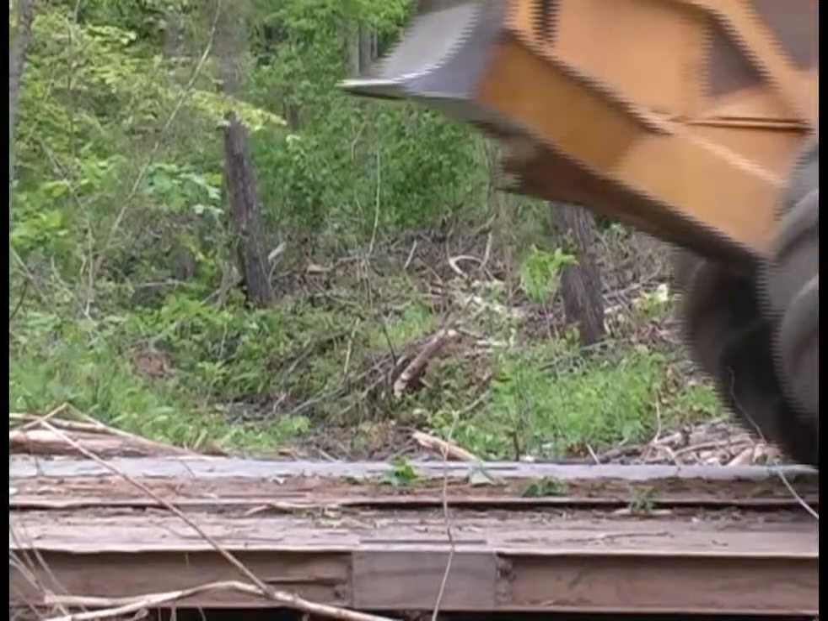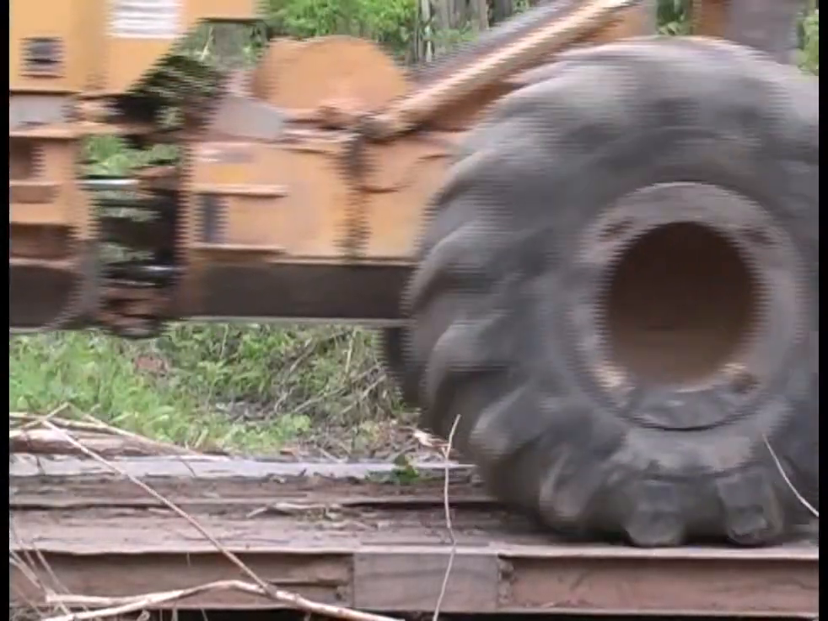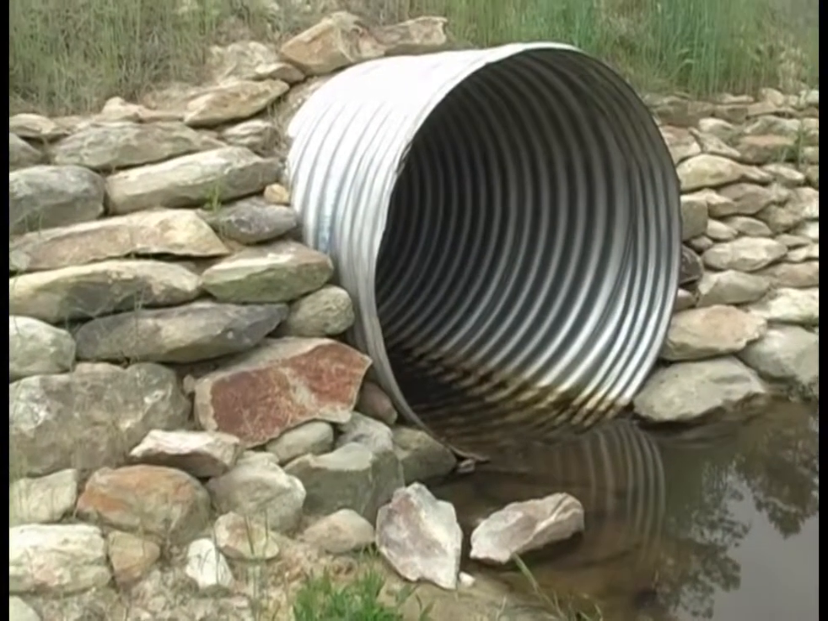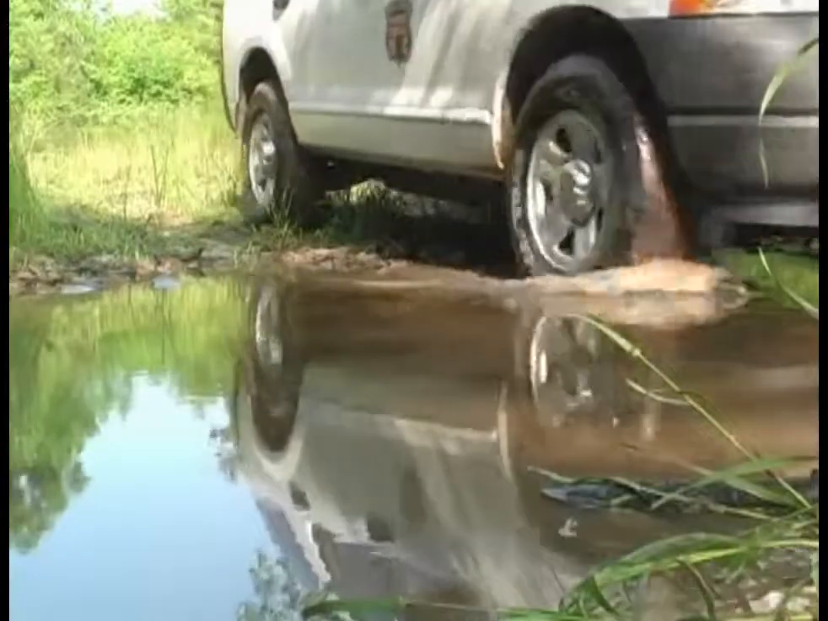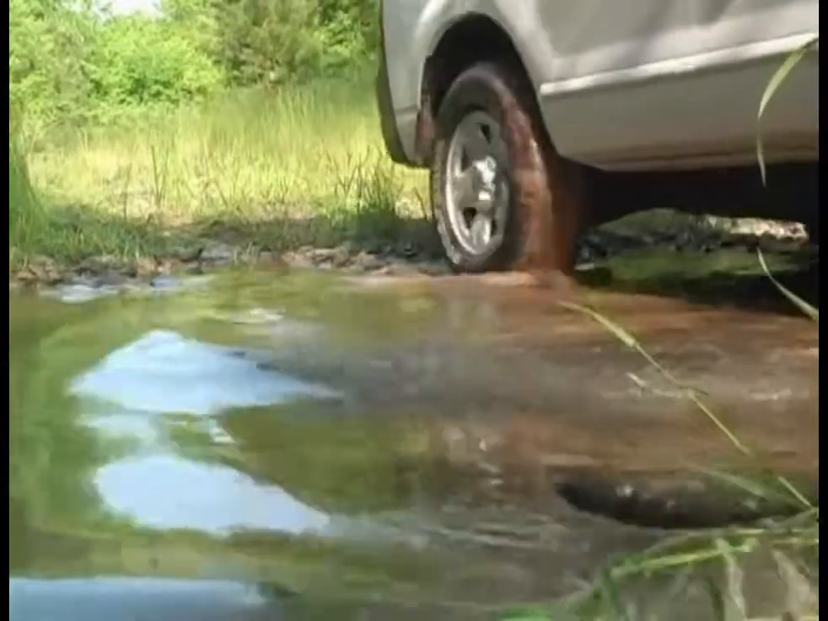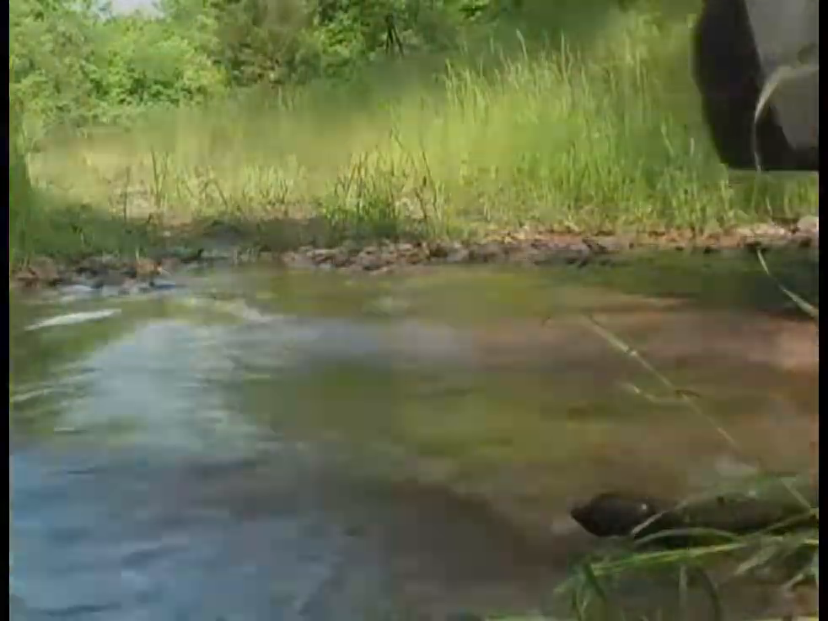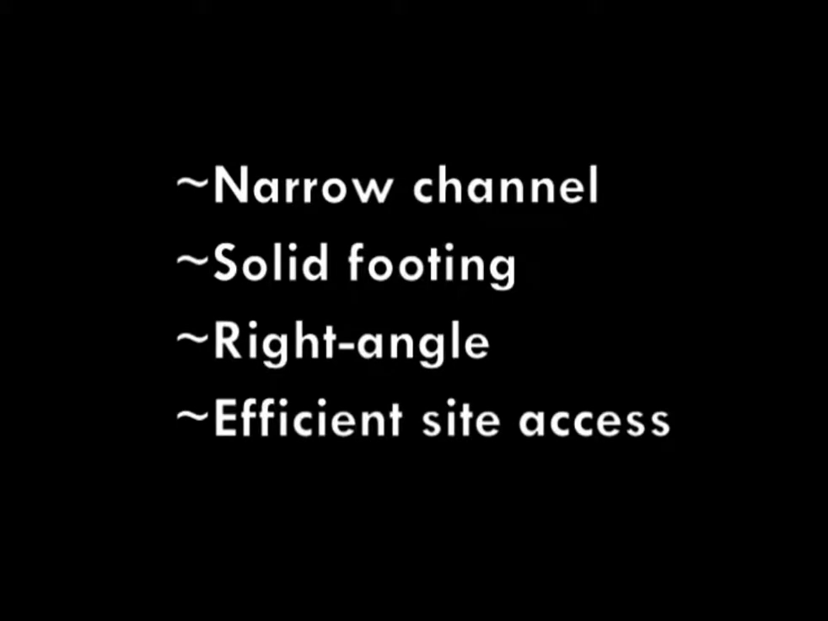The best BMP for a stream crossing is to avoid having one altogether, but of course that's not always practical. When locating a suitable spot for a stream crossing, remember the key elements to look for: a narrow section of stream channel, solid footing on each stream bank, right angle alignment, and efficient side access.